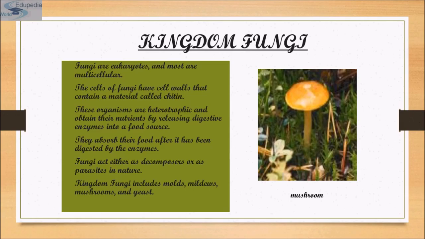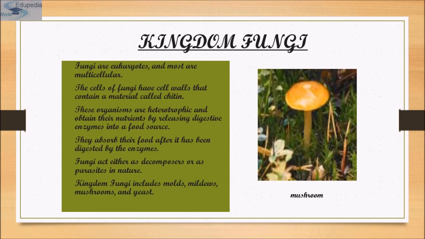Their body consists of a long, slender, thread-like structure called hyphae. The network of the hyphae is known as mycelium. Some hyphae are continuous tubes filled with multinucleated cytoplasm. These are called cenocytic hyphae. Others have septae or cross walls in their hyphae.